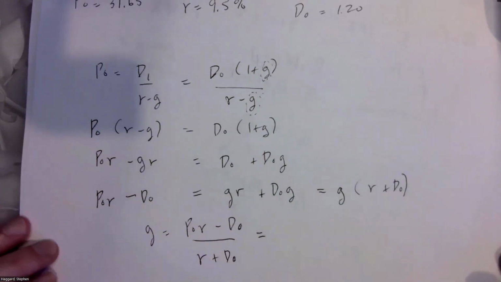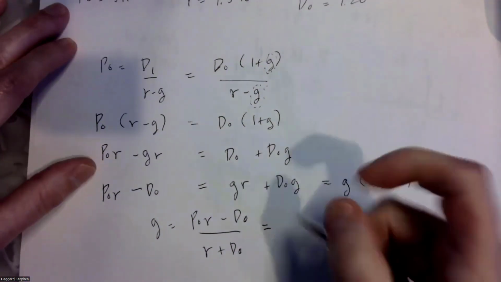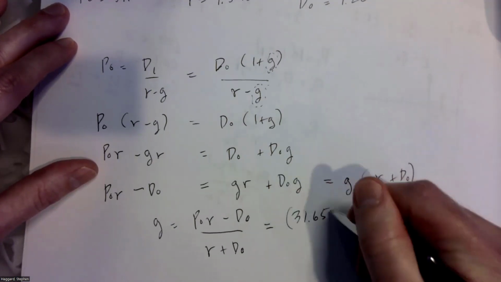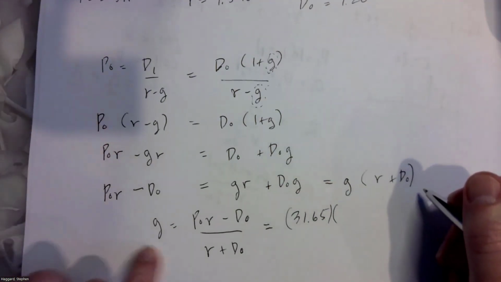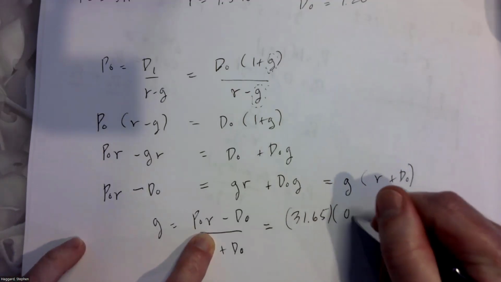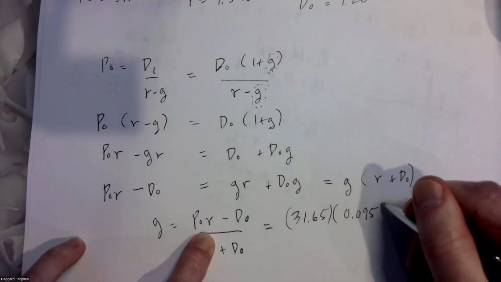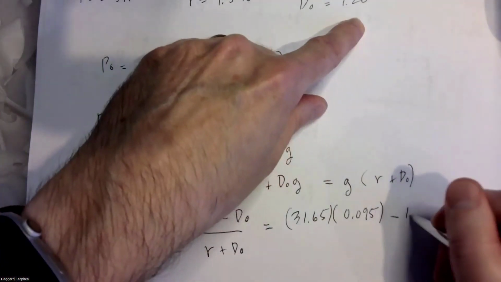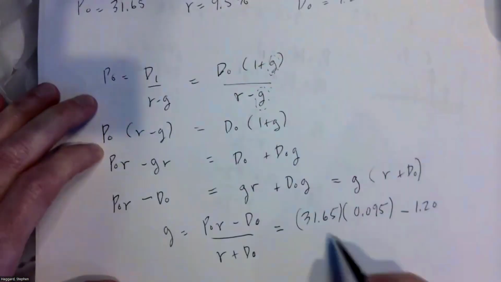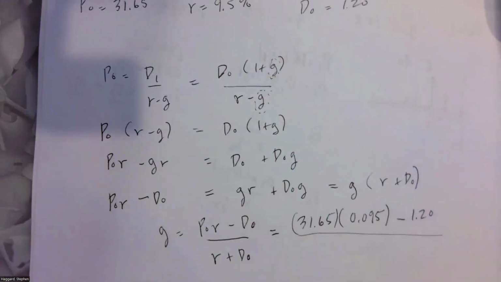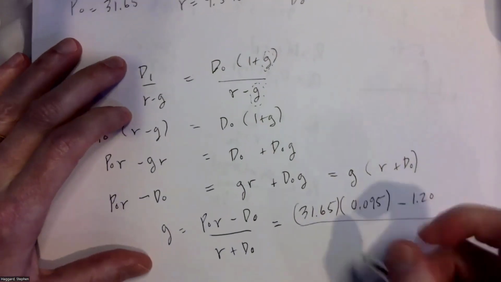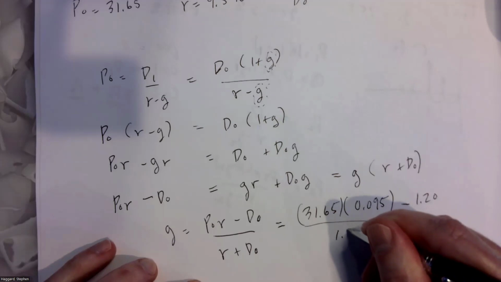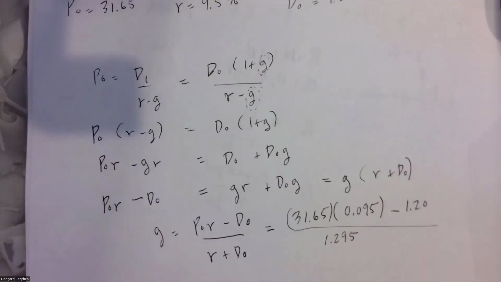Okay, now let's go ahead and throw the numbers in there. P0 is 31.65. We're going to multiply that by R, which is 0.095. Always remember to use the decimal, not the percentage. Minus D sub 0, which is $1.20, divide by R plus D0. That's looking weird. Let's see if it works out. 1.295.